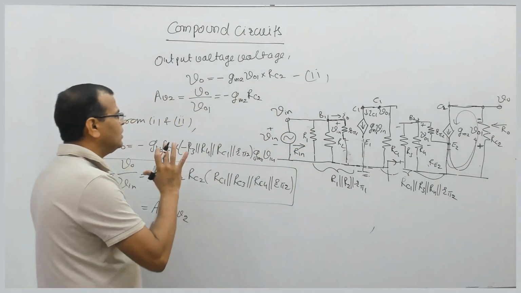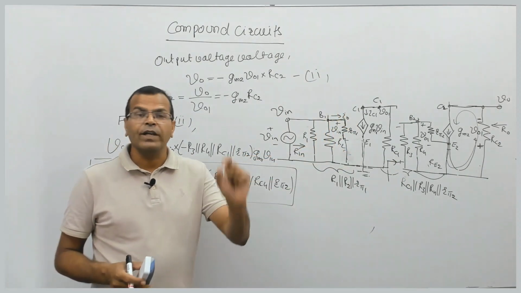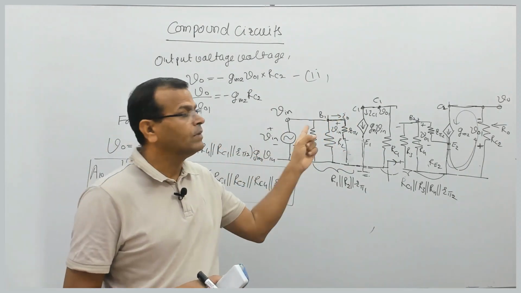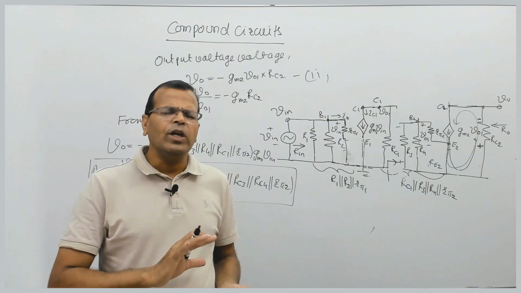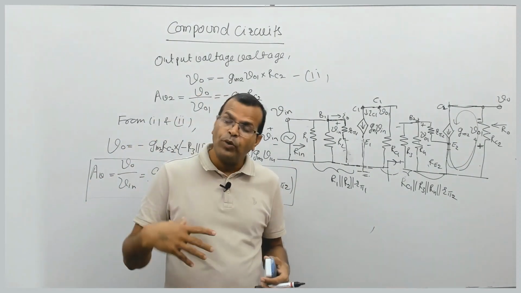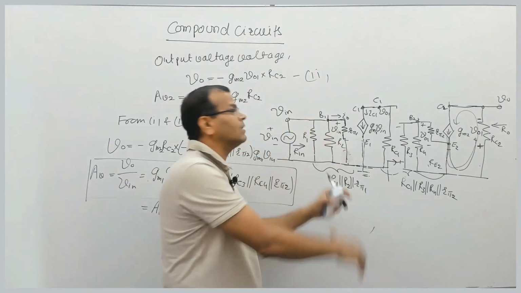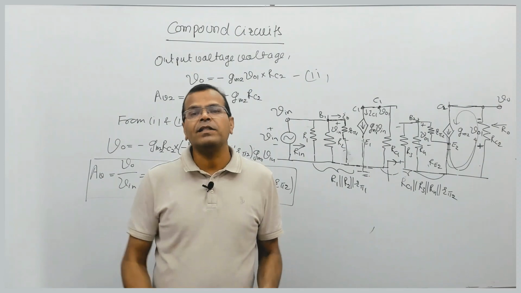Fine. So this is the expression of the overall voltage gain of this cascade connection. You don't have many questions on cascade connection, but that procedure is important. That mathematical analysis is important from an understanding point of view.